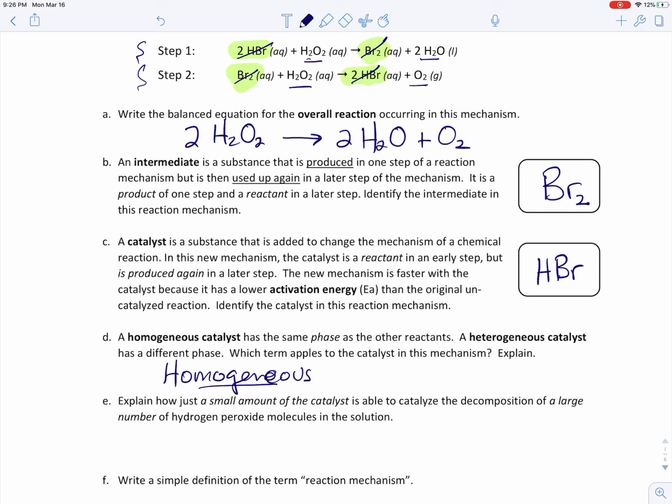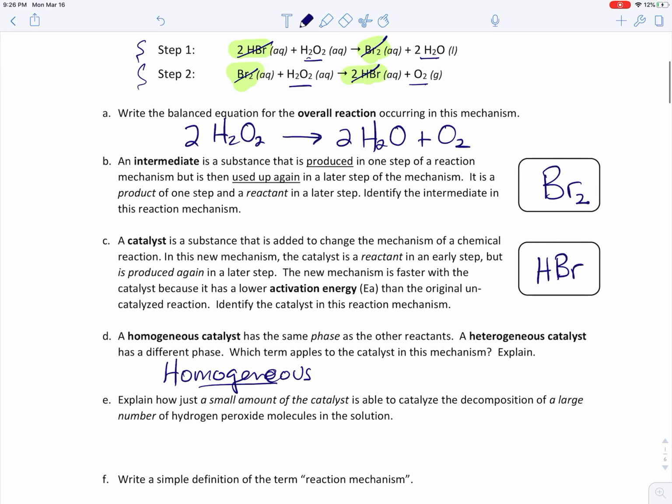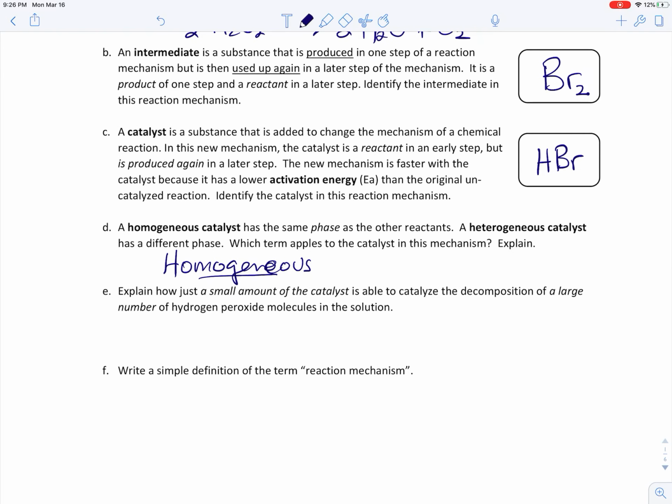It can react with more hydrogen peroxide after that. So small amounts of HBr can end up decomposing quite a few H2O2 molecules. And the last question, write a simple definition of reaction mechanism.